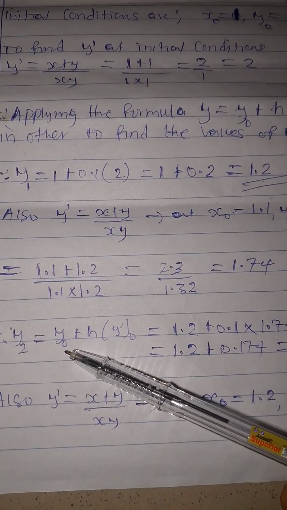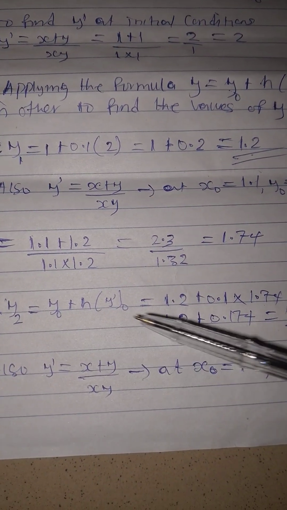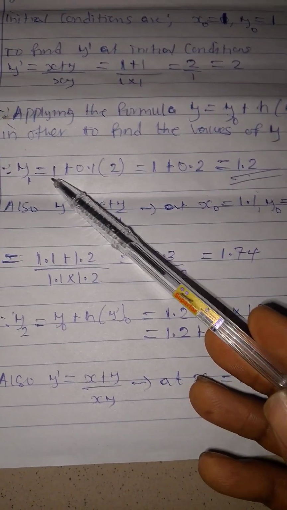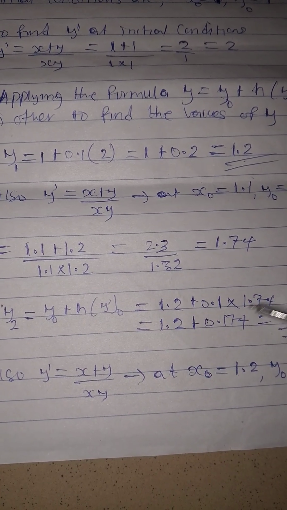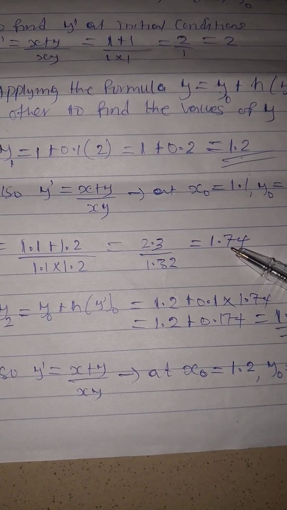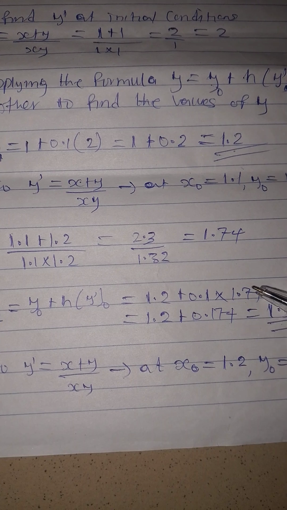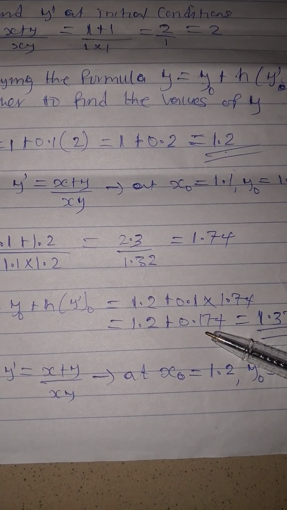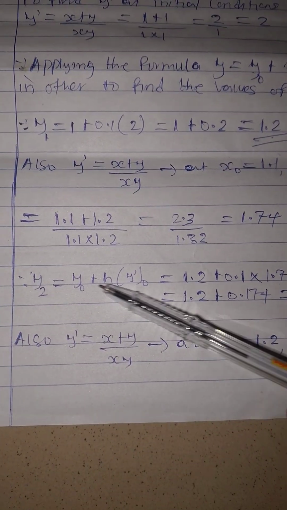That is, y2 is equal to y0 plus h bracket y prime not. Now what is my value for y0? My value for y0, as I said, is y1, and the value for y1 is 1.2, plus h, the value for h is 0.1, times the value for y prime not we got here, which was 1.74. So that becomes 1.2 plus 0.1 times 1.74, which is 0.174. So 1.2 plus 0.174 is 1.37. Now we have found the value y2.